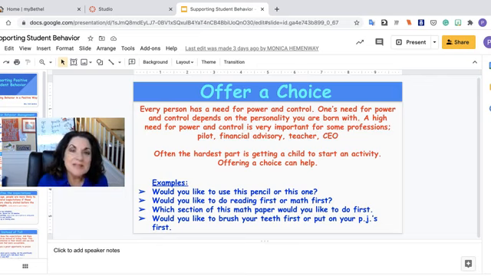A choice must be equal. If you say things like, if you don't do this, you're going to time out, or you can do your math or you can go to time out, that's not a choice. So a choice is being able to make a decision about two equal things.